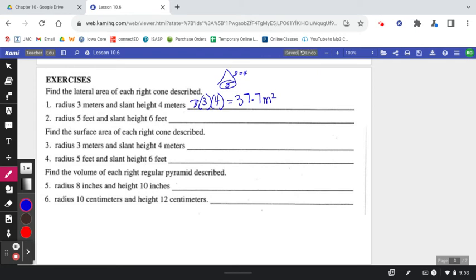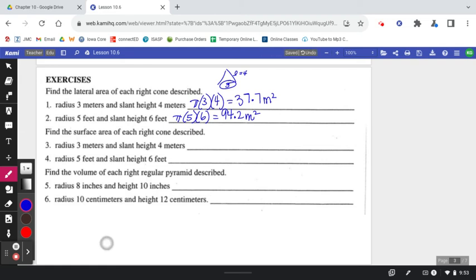The next one, pi times radius, which is 5, times slant height of my cone. Pi, 94.2 meters squared.